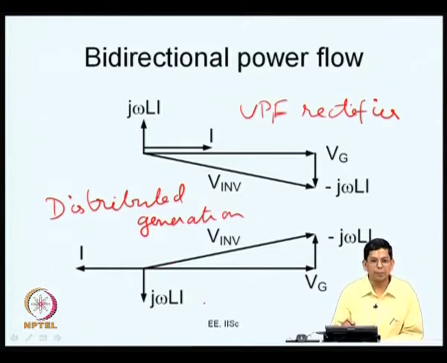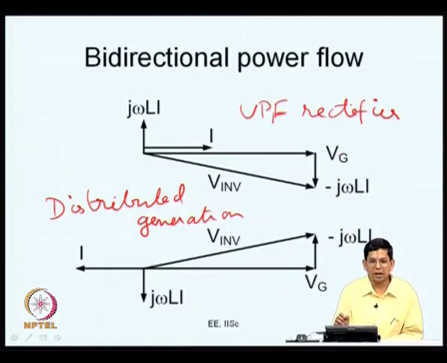The Vg is the same, the amplitude of I is also roughly the same. What I have indicated here is a phase difference of 0, and here the phase difference is 180 degrees. Because of that, what happens? The reactance drop changes direction. So, now here you have this V inverter, and here you have this.